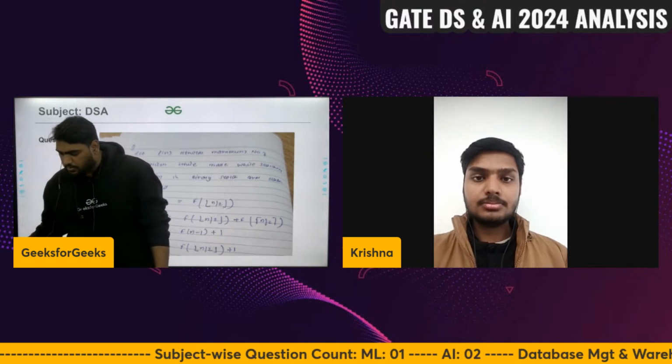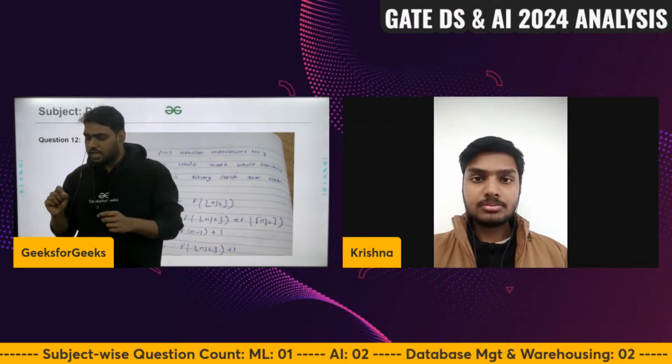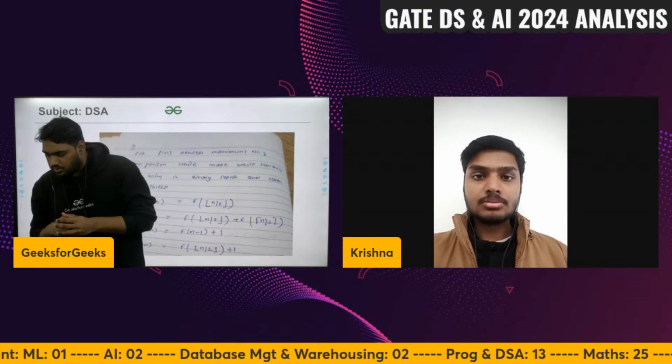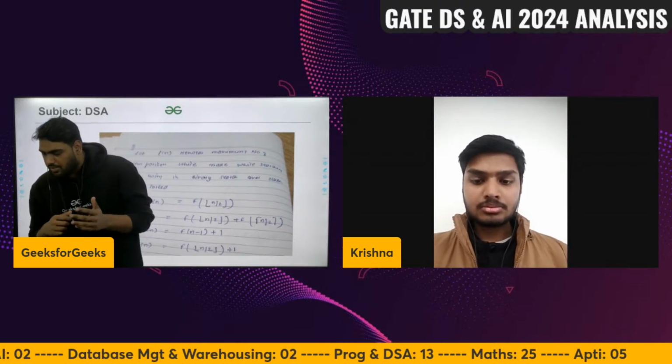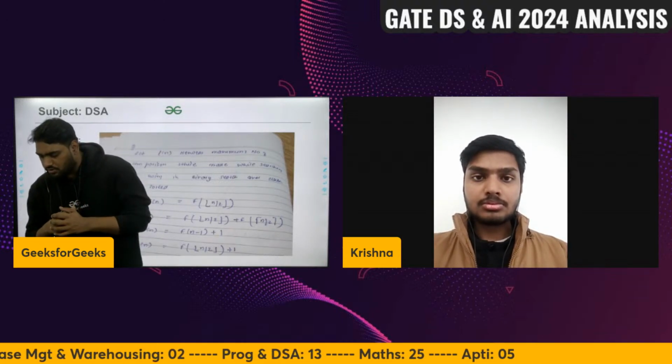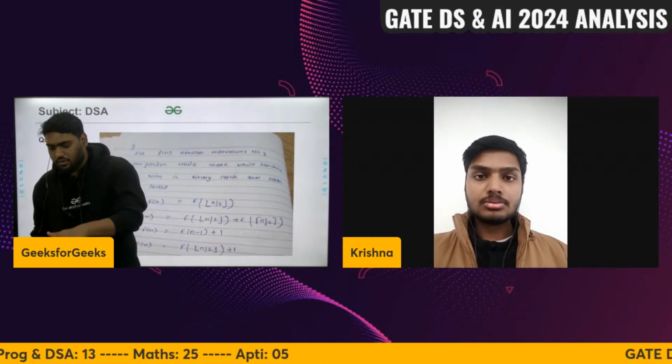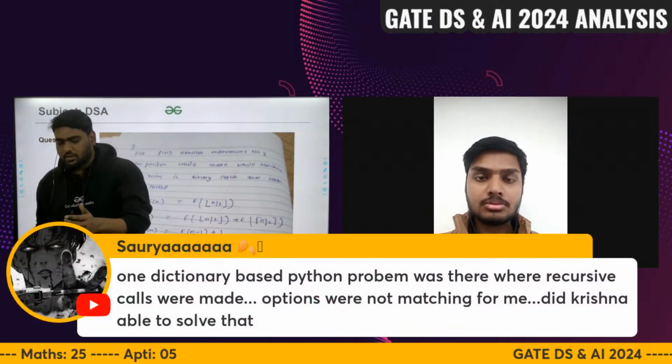Okay, Krishna, there is one person who is asking a very specific question. Hopefully you would be remembering that question. One person is saying there was a dictionary-based Python problem where recursive calls were made, and the options were not matching for him particularly. So did that question match for you?